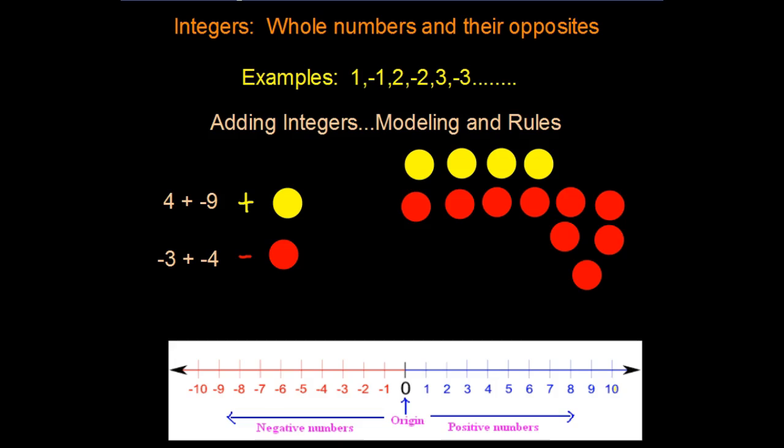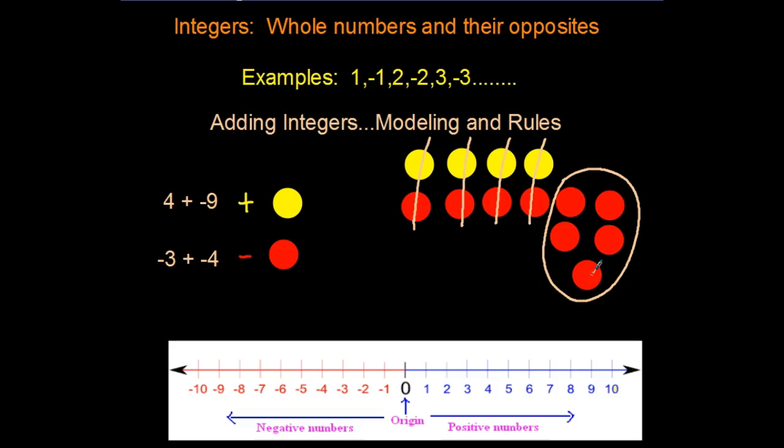Okay. So this is modeling. What happens here whenever you use these counter chips to model these is you end up with what's called zero pairs. If you have a positive one and a negative one right here, well, those guys just cancel each other out. And these, and these, and these. And what ultimately happens is whatever's left over, whether they're positive or negative, reveals the answer to you. In this case, I have 1, 2, 3, 4, 5 negatives left over.